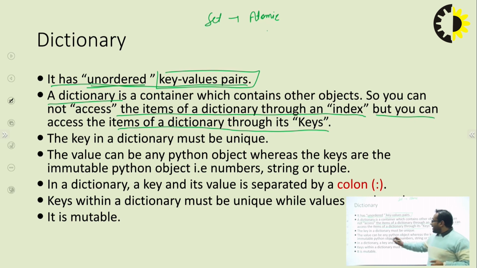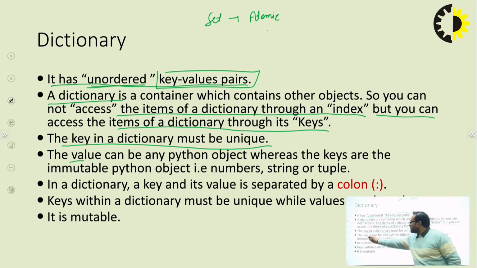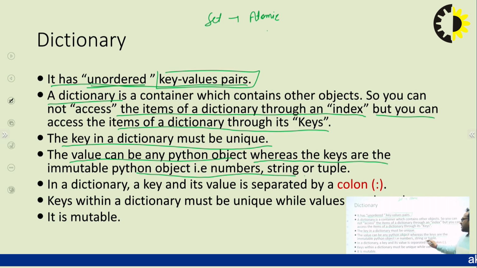Okay, and the key in a dictionary must be unique. The key must be unique in a dictionary, but the value can be repeated. In the next line, you can see the value can be any Python object, whereas the keys are immutable Python objects: numbers, strings, and tuples. And you can see in a dictionary, a key and its value are separated by a colon.